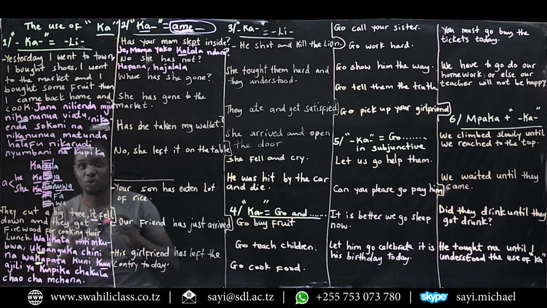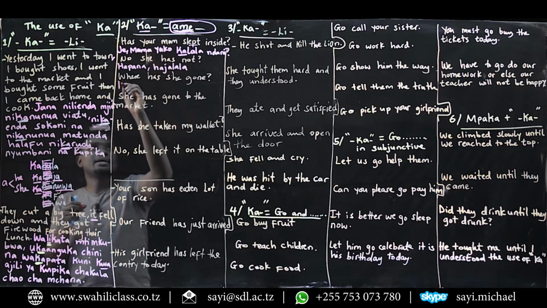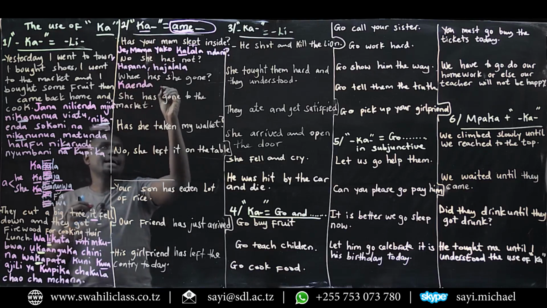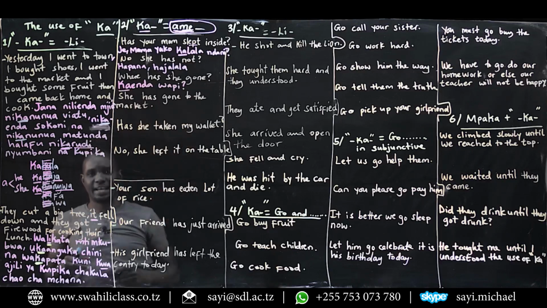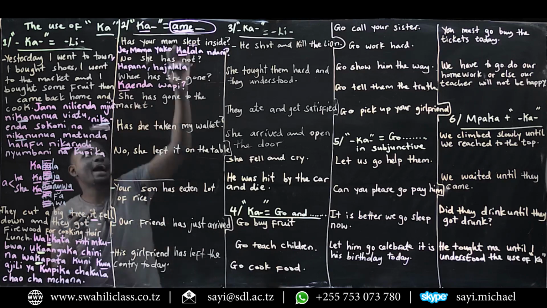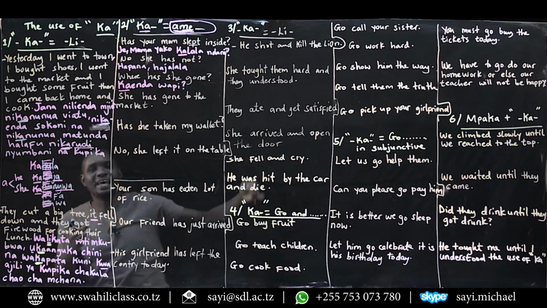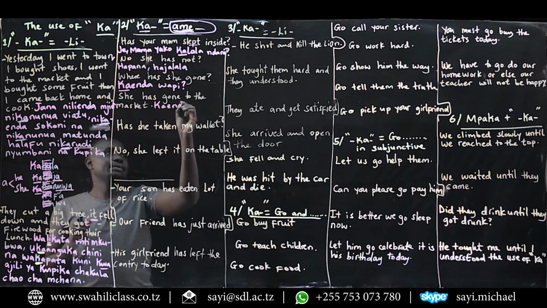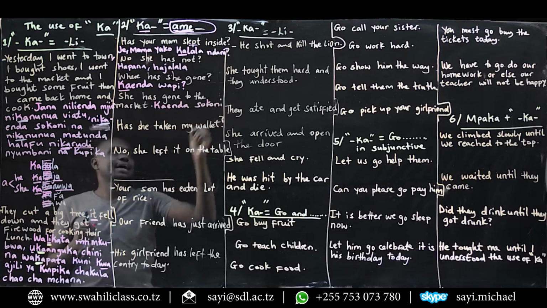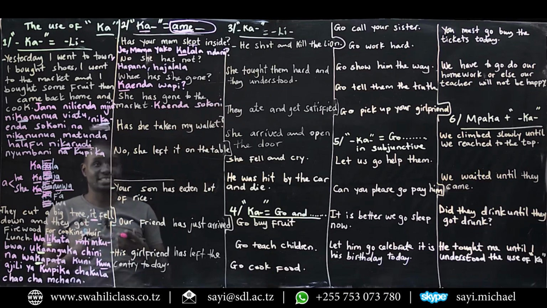See, where has she gone? That's ame again. You can say, amekwenda wapi or ameenda wapi, but instead of ame, we say ka. So instead of ameenda, we say kaenda. Kaenda wapi? Just kaenda, kaenda wapi, instead of ame. Ame is the same as ka. The son responded, she has gone to the market. The son said, kaenda sokoni.